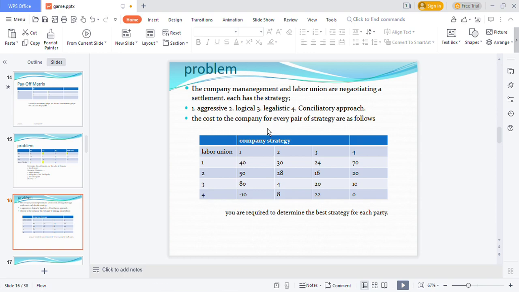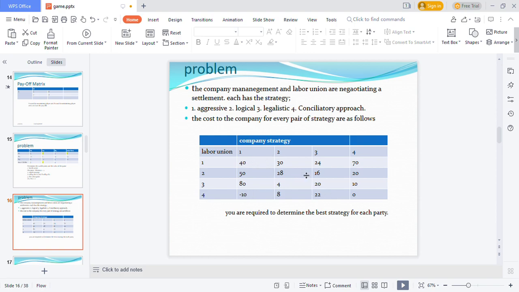The cost to the company for every pair of strategy are as follows. So these are the costs or payoff that comes out of taking a particular strategy. At the top is the company strategy and to your right is the labor strategy. Company strategy, there are 4 strategies: 1 aggressive, 2 logical, 3 legalistic, and 4 consolidatory approach. Labor union again has 4 strategies: 1 aggressive, 2 logical, 3 legalistic, 4 consolidatory. And these are the payoffs.